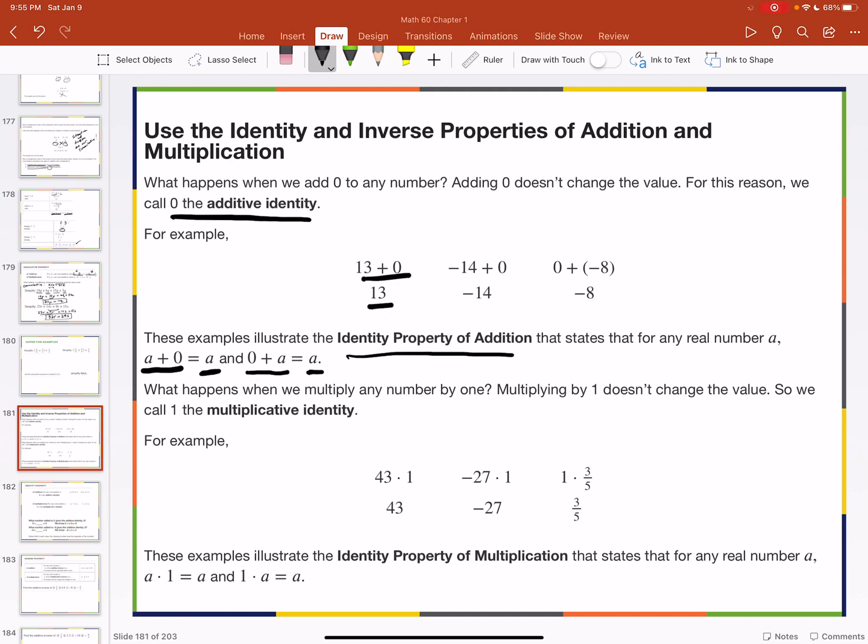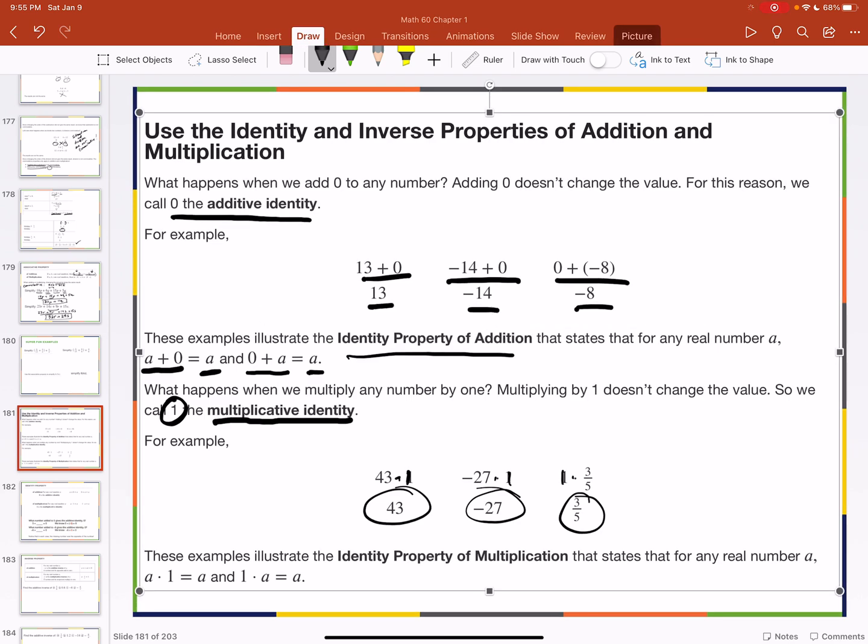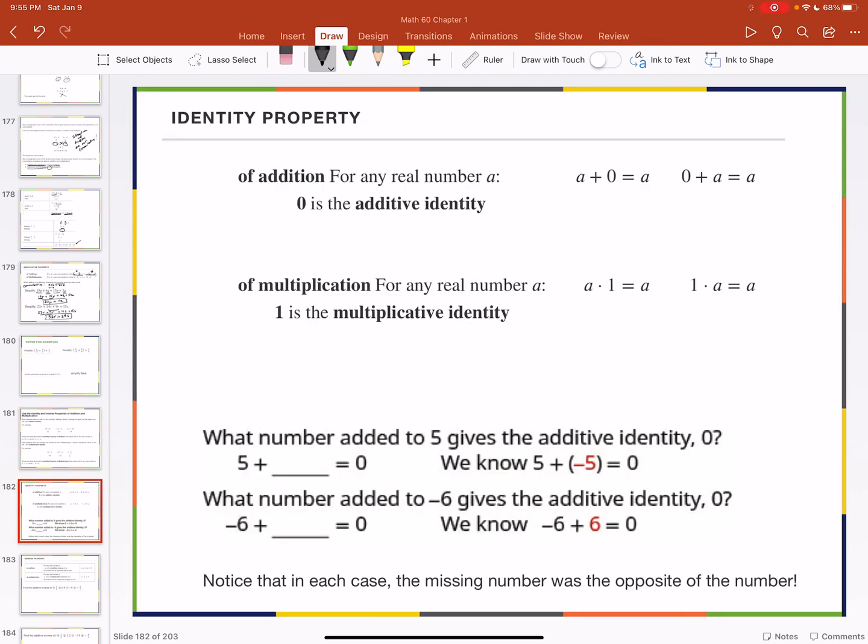So 13 plus 0 is 13. Negative 14 plus 0 is negative 14. 0 plus negative 8 is negative 8. So you see what I mean? Adding the identity doesn't do anything. But now we have the multiplicative identity. So that's 1, because if you times any number by 1 or 1 times any number, you get the same number back. So that's the identity property of multiplication. So 0 is the additive identity because it has to do with adding, and 1 is the multiplicative identity.